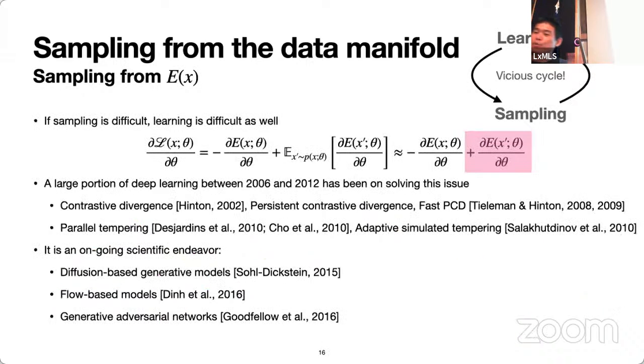Indeed, between 2006 and 2012 or so, a large portion of deep learning research was on solving this issue. Starting from 2002, Geoff Hinton talked about contrastive divergence, which was extended over the following years into persistent contrastive divergence and fast persistent contrastive divergence. I think there were a couple more as well. Some of the people in Montreal as well as in Finland worked on parallel tempering or adaptive simulated tempering, essentially introducing parallel versions of the model at different temperatures in order to facilitate sampling. But unfortunately none of them actually worked.